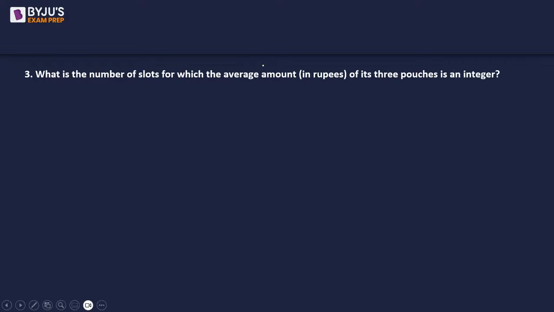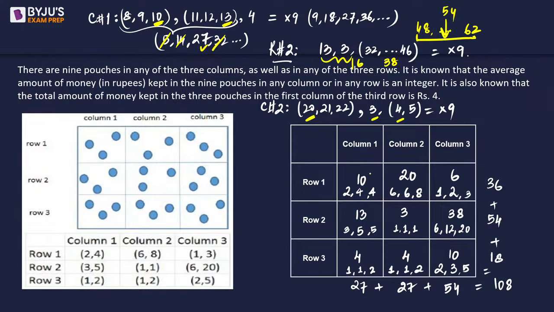Next is, what is the number of slots for which the average amount of its 3 pouches is an integer? अगर 3 पाउच का एवरेज इंटीजर है, मतलब सम ऑफ दो 3 पाउचेस शुड बी इन द टेबल ऑफ 3. सेम लॉजिक. तो 3 के टेबल में कौन कौन सा सेल में नंबर है? 10 नहीं है, 20 नहीं है, 6 है, 13 नहीं है, 3 है. 2 such cells we have. 38 is not there, 4 is not there, 4 is not there, 10 is not there.